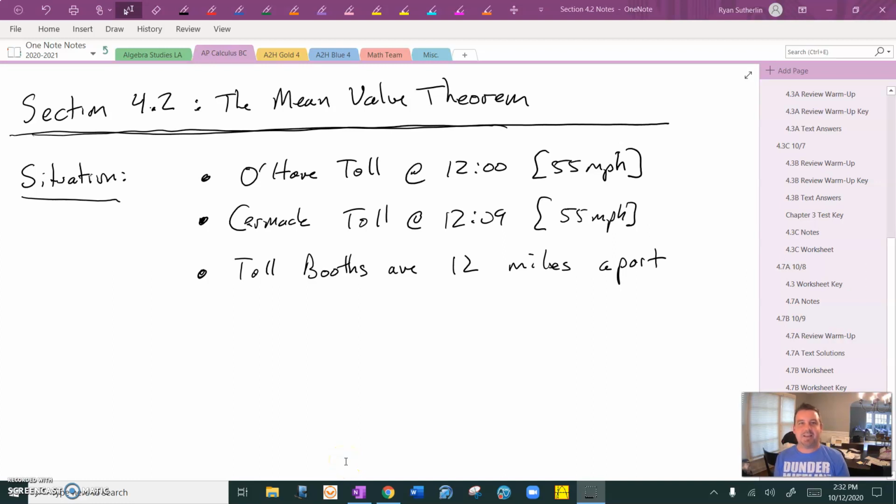Hello everyone. Today we are going to cover section 4.2, which is the final section of our three existence theorems. And this one's on the mean value theorem. So we've had two existence theorems already.